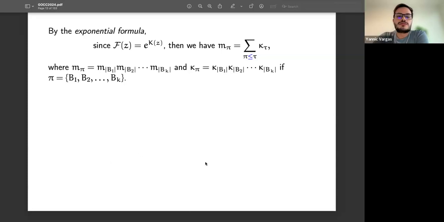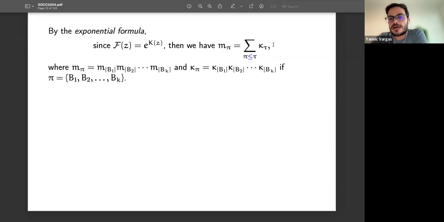So again, we have this formula, the exponential formula. And if we expand the exponential, and we look at the relation between the sequence of moments and the sequence of cumulants, we get this identity here. So on the right-hand side, we have a sum. The sum is over partitions. And here I'm using an order on partitions, the refinement order.